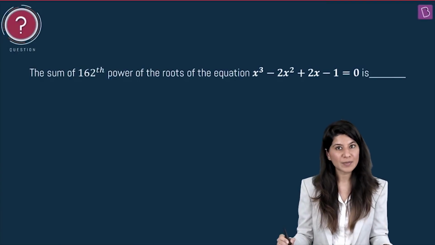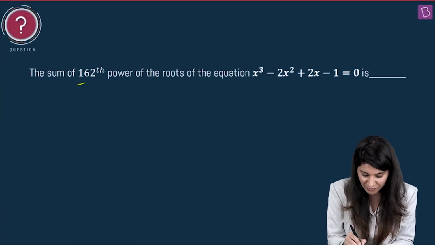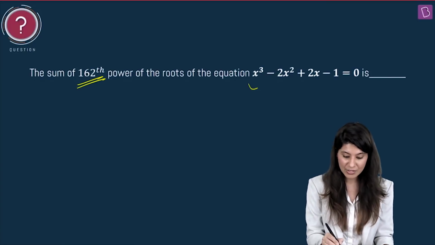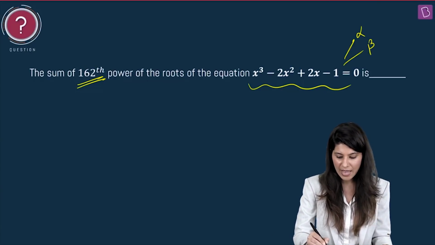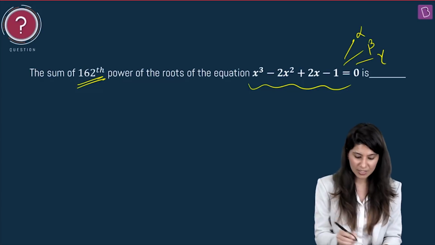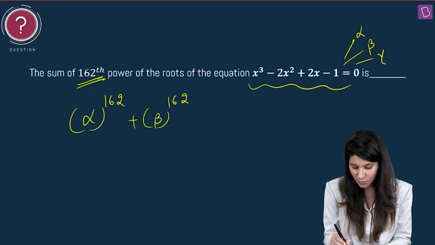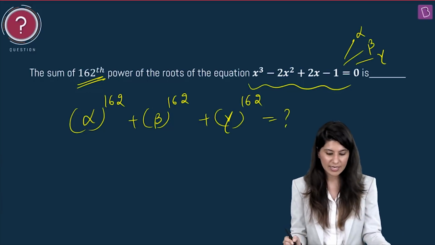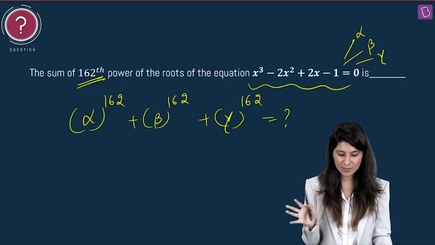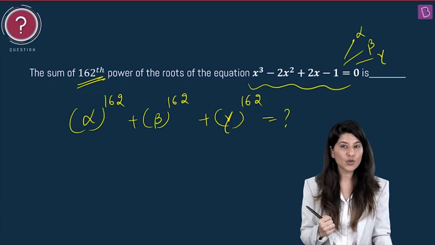From the world of complex numbers, we have our question which says, we need to figure out the sum of 162th power of the roots of this cubic equation. If the roots, let's assume as alpha, beta, gamma, then we need to determine alpha raised to power 162 plus beta raised to power 162 plus gamma raised to power 162. We are looking for this value. Okay. Now the question is pretty clear. So we need to actually work around getting the roots of this cubic.